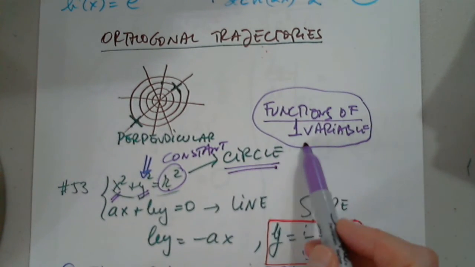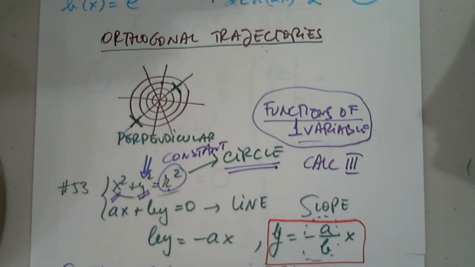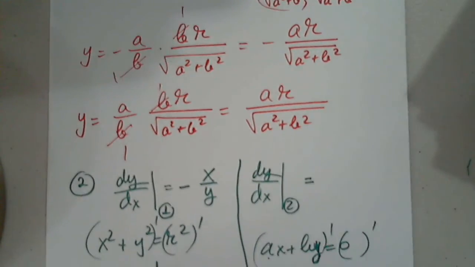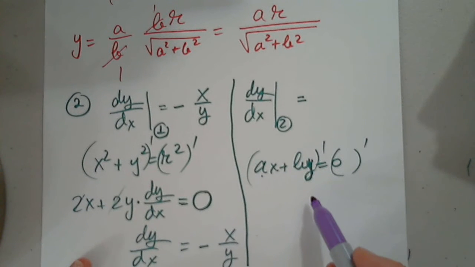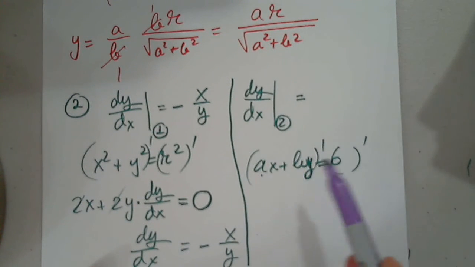Yes, I can. You have to wait till Calc 3 with functions of more than one variable. So here we can have more than one variable. If this is the function, this is the variable. Anything else is a constant. Good. So let's differentiate here and determine dy over dx for the second curve function in this case.